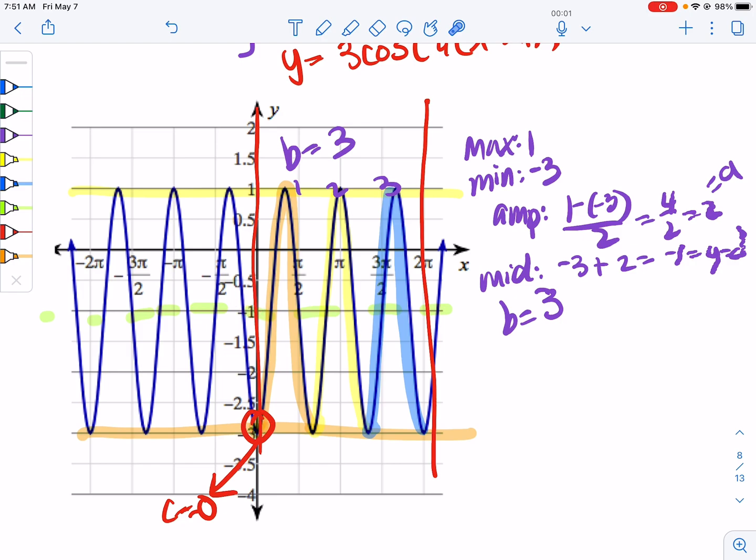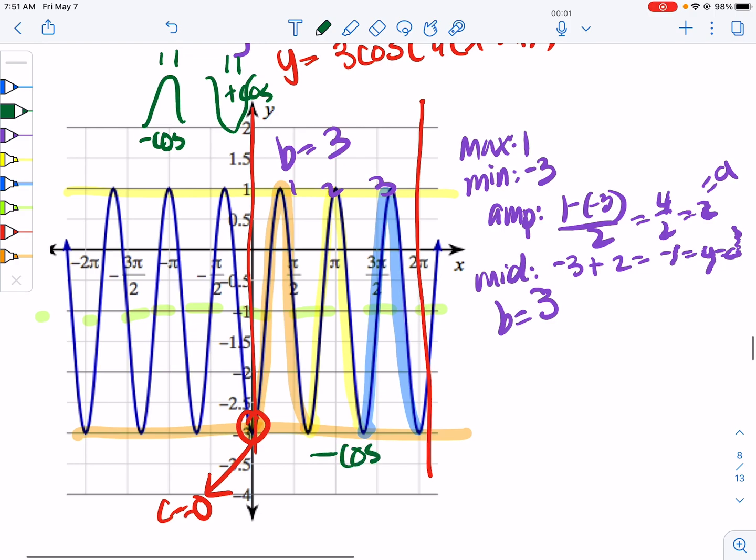Well, if we're starting at the bottom, that's a negative cosine. I like to think of negative cosine as a frowny face and positive cosine as a smiley face. Okay, so this is a negative cosine graph. So now we put all of those pieces of information together.